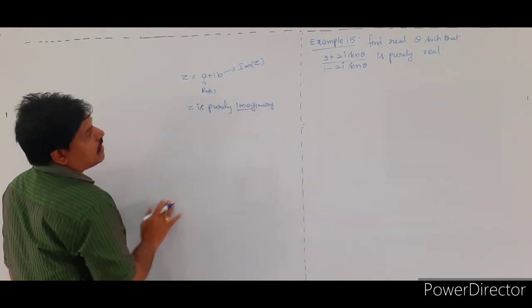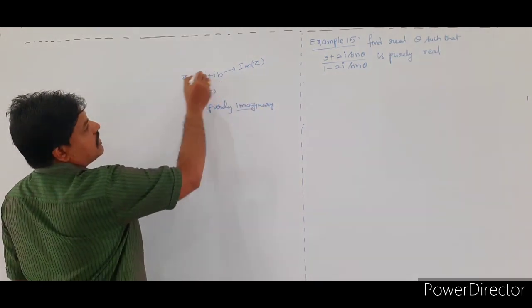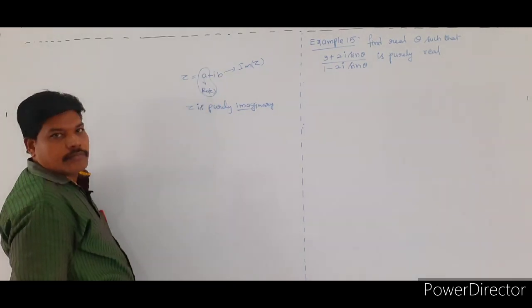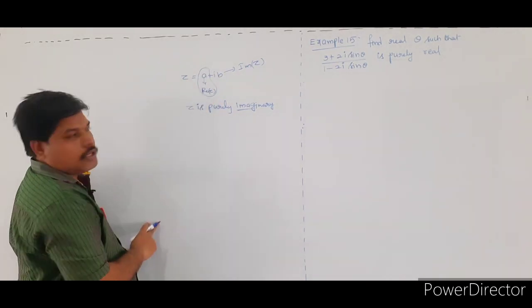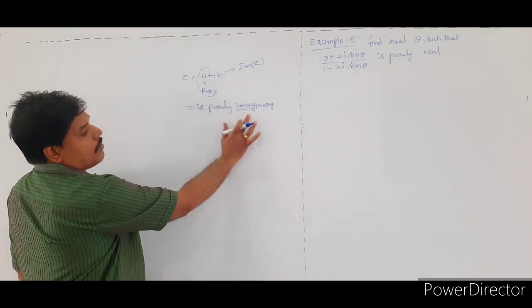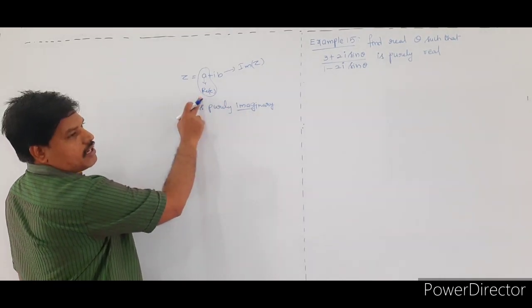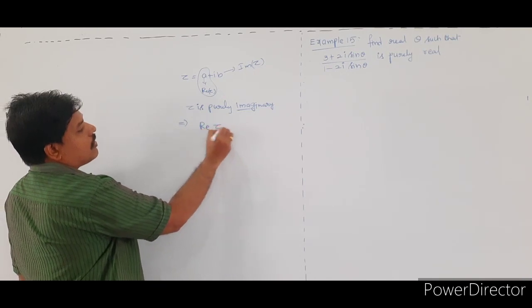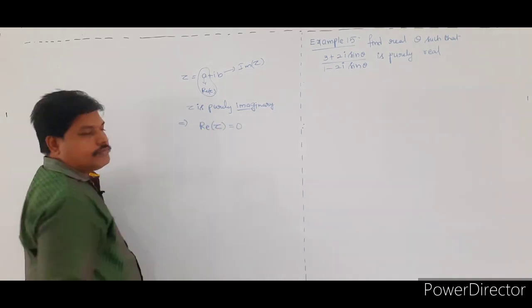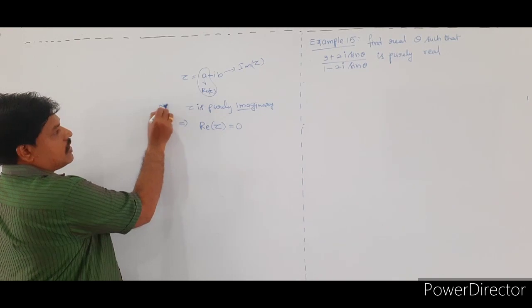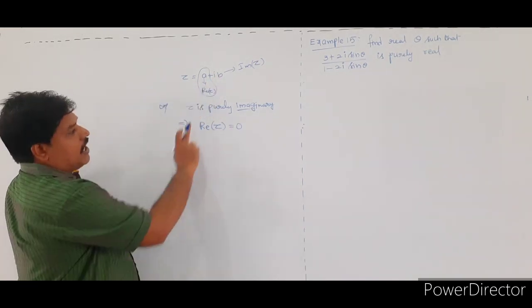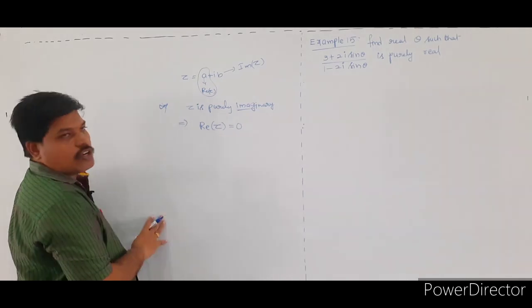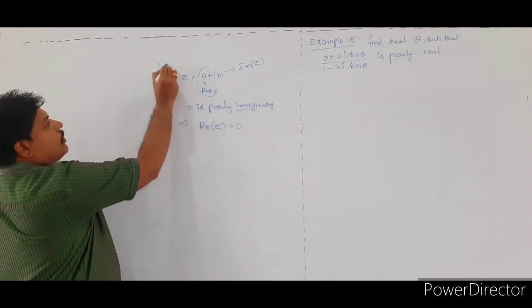Purely imaginary means that for z, this part is not there. This part will become 0. That means only the imaginary part is there, the real part is not there. That means the real part is 0. So we take real part of z equal to 0. Understand that if z is equal to a plus ib and z is purely imaginary, that implies the real part of z is equal to 0.